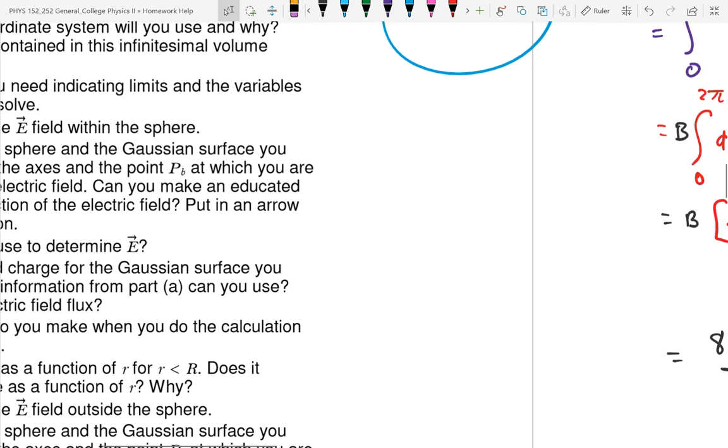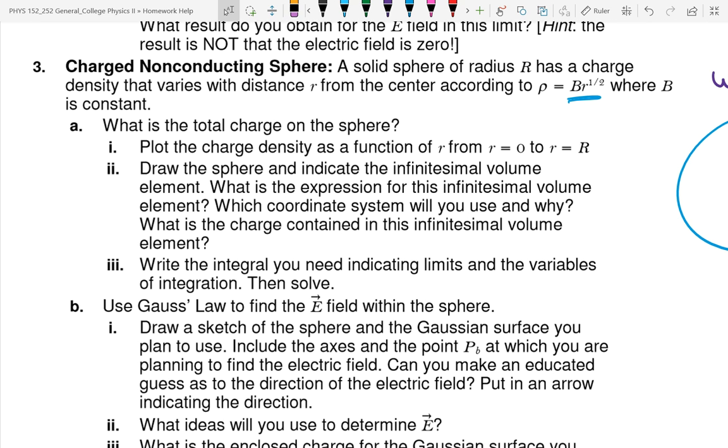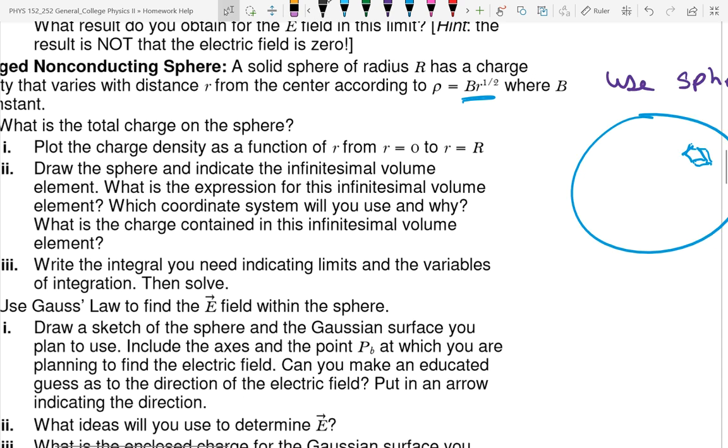Now that was part A, just to get our feet under us. Oh, actually, it tells you to plot it. Well, you just plot it. I use Excel for all my mathematical needs. I'm sure there's better ways. Draw the sphere and indicate the infinitesimal volume.